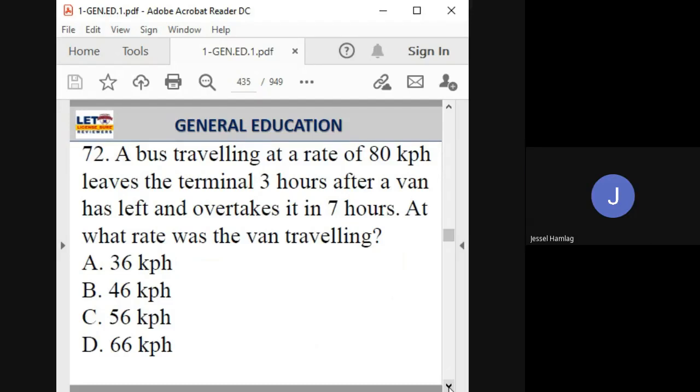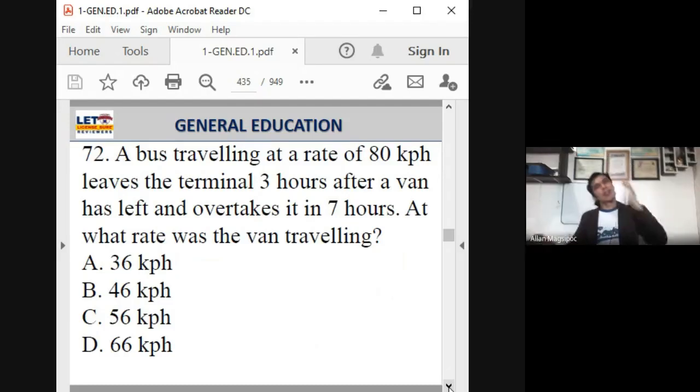So, using the knowledge that we have learned from our earlier discussion, this time: a bus traveling at a rate of 80 kilometers per hour leaves the terminal 3 hours after a van has left and overtakes the van in 7 hours. At what rate was the van traveling?